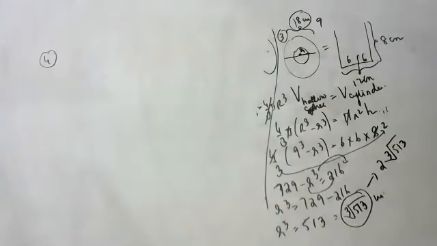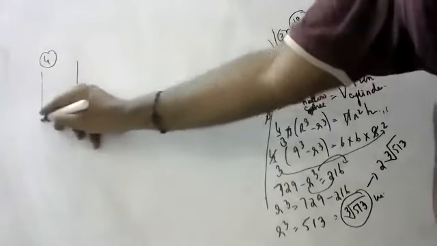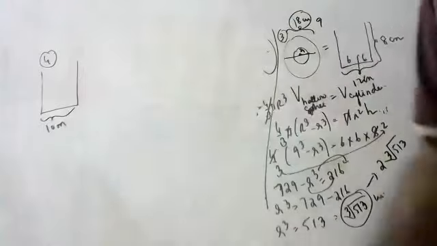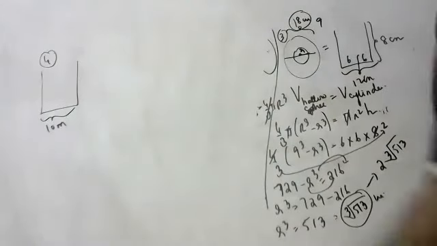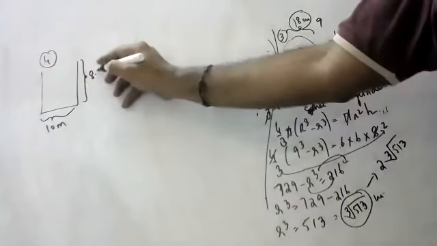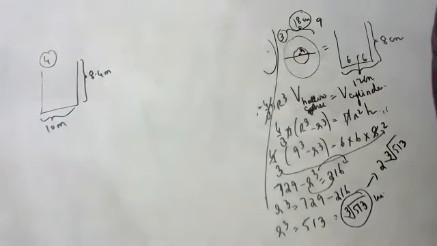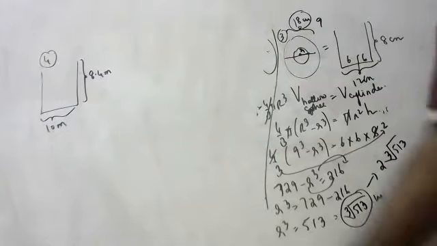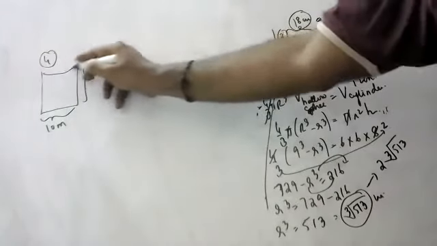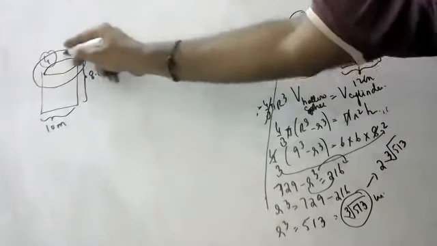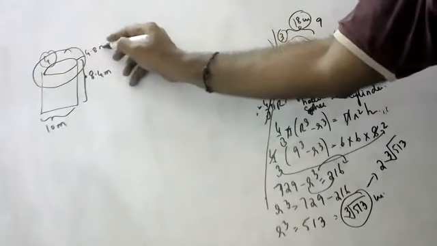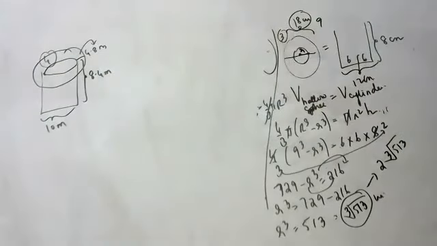Everyone is copying. A well with 10 meters inside diameter is dug to a depth of 8.4 meters. The earth taken out is spread around it in a width of 4.8 meters.